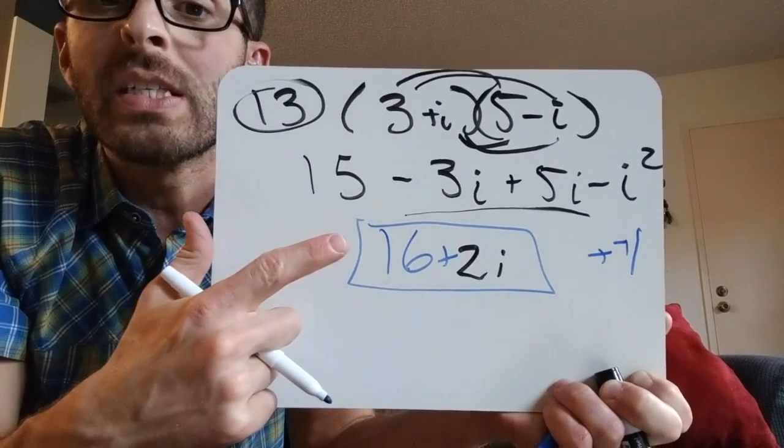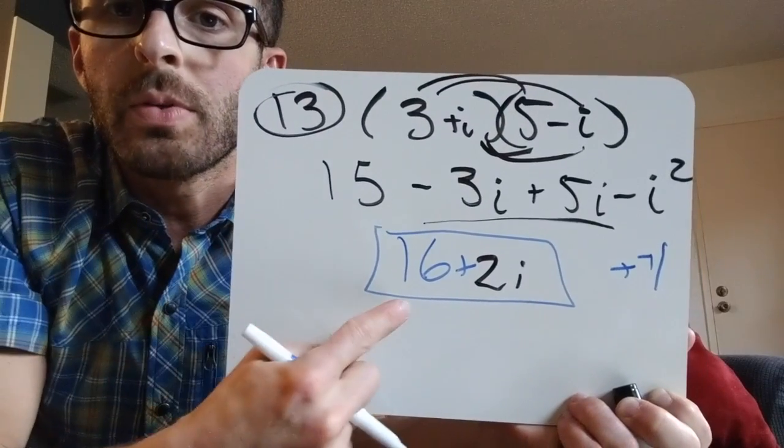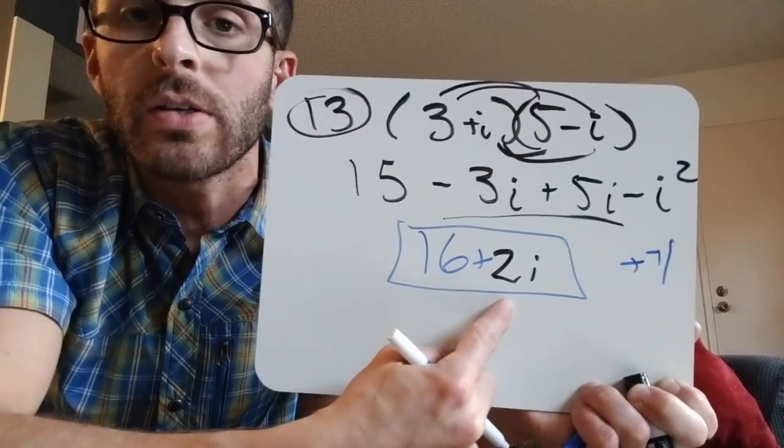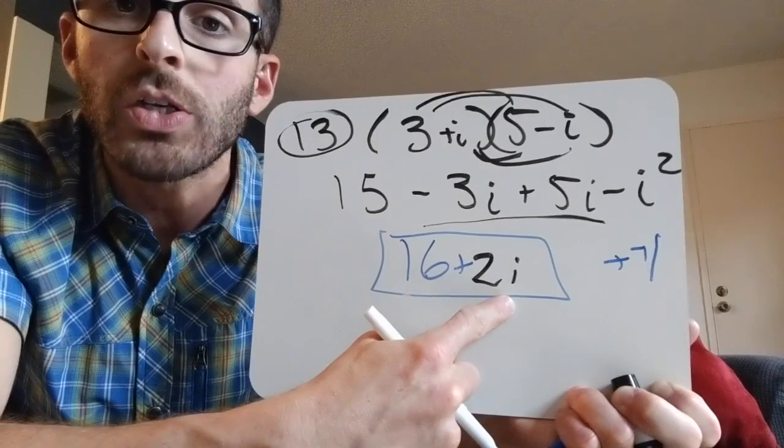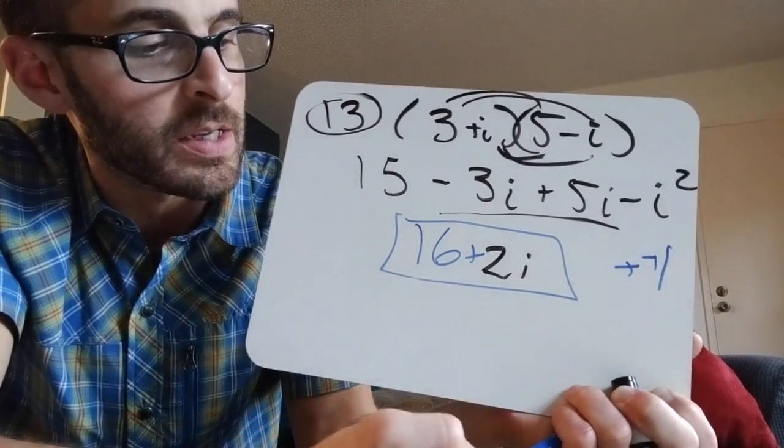And by the way, this is the only acceptable answer. When you do complex numbers, the numbers that have real and imaginary parts, the real comes first, the imaginary comes second. So 2i plus 16 is wrong. 16 plus 2i is correct.